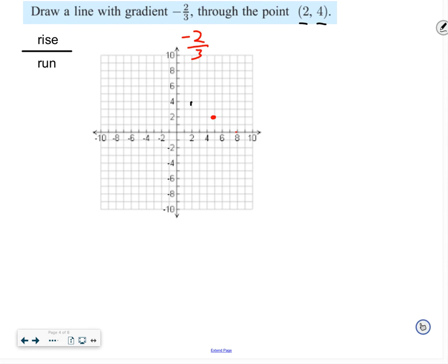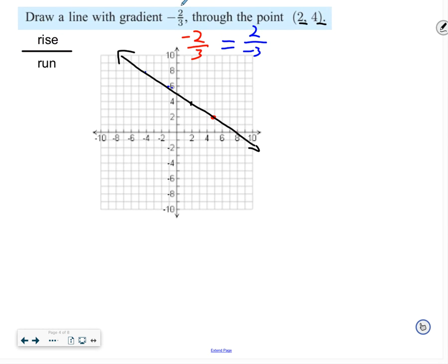Okay, I also want to think about, well, this could be 2 over negative 3. That's the same thing. So I could go a rise of 2 and back 3. So I'm there, rise of 2, back 3. Okay, so as I draw this line, there is a line that's going to connect all these points, okay, that has a gradient of negative 2/3. Okay, it's going downhill from left to right, and it goes through the point 2, 4.